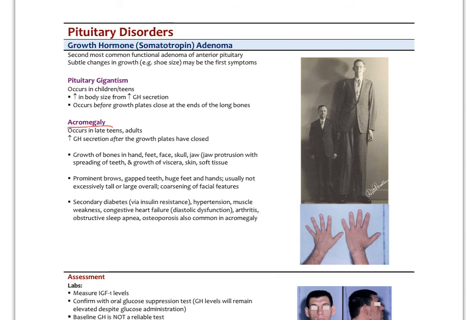Unfortunately, with all of that extra growth hormone, there might develop secondary diabetes with insulin resistance, hypertension, again, muscle weakness, but even CHF with diastolic dysfunction. The ventricular chambers become enlarged but non-compliant, and then arthritis, obstructive sleep apnea, and osteoporosis as well. So that would be in the adults. In children, again, is the gigantism with increase in body size from increased growth hormone secretion. And that's going to occur before the epiphyseal plates close.